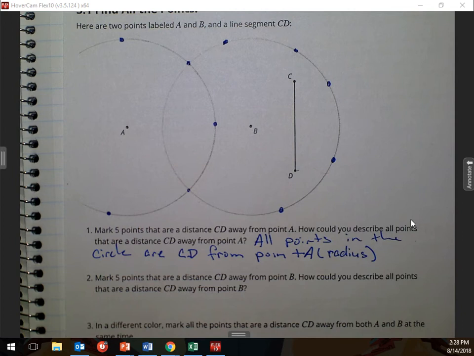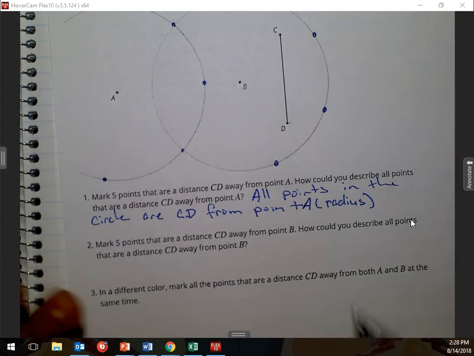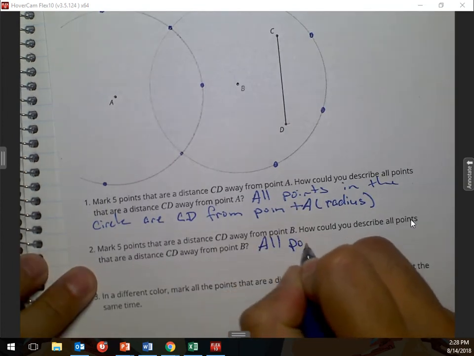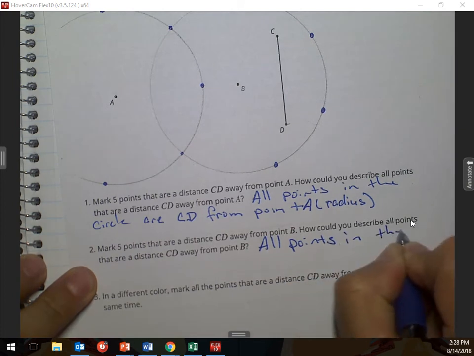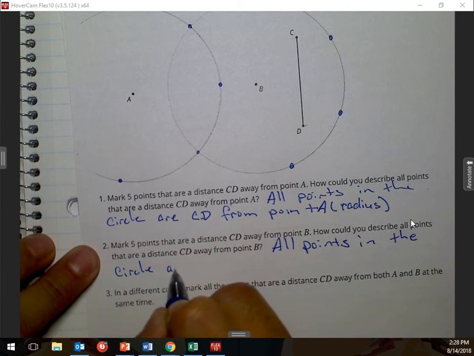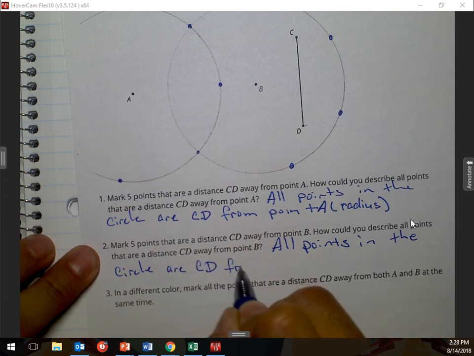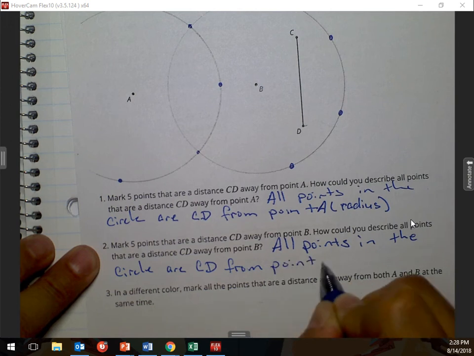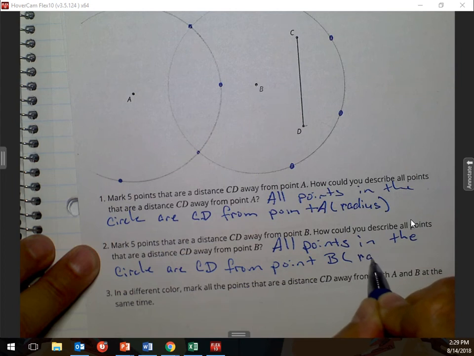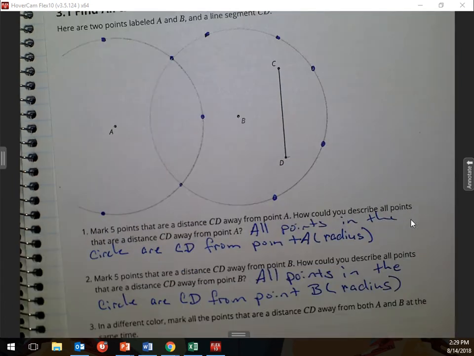Doesn't matter where they're at, are all of them the same distance away from B? Yeah. Each one is the same distance away from B, isn't it? Yes. Very good. How can you describe all points that are a distance CD away from B? Same thing that we have here, right? Okay, so we would say all points in the circle are CD from point B, because it's the radius. Are we okay there?